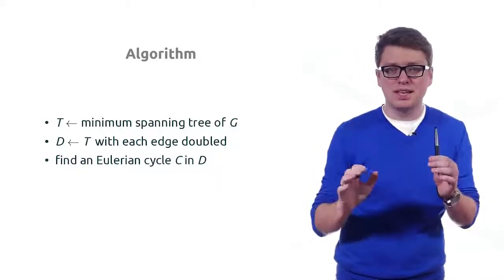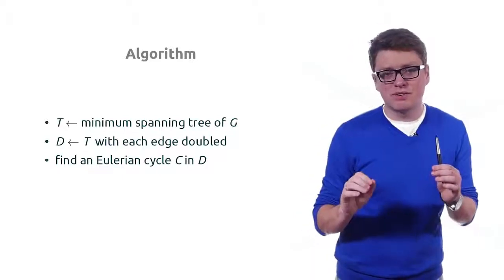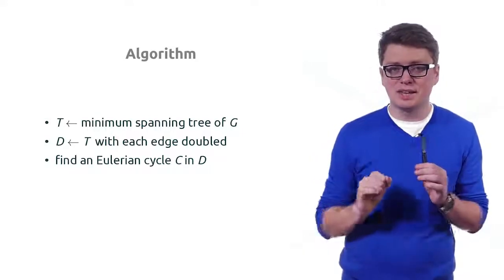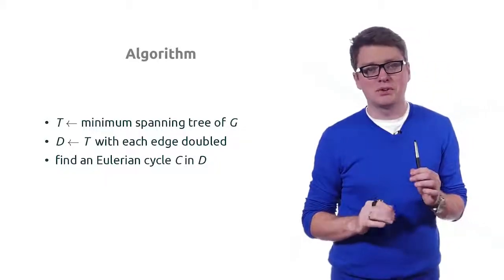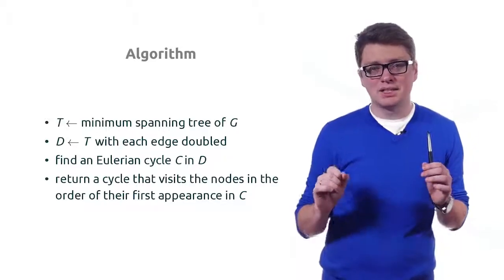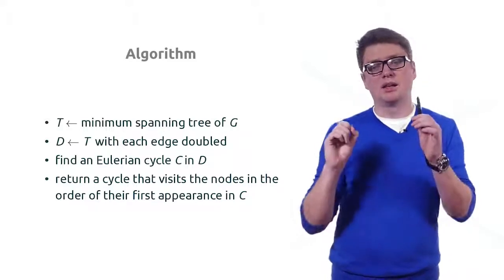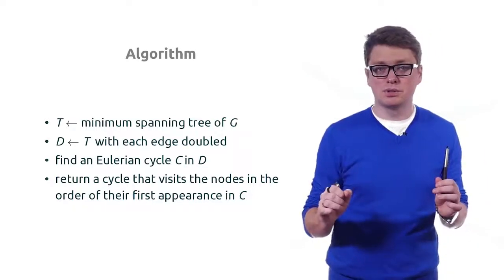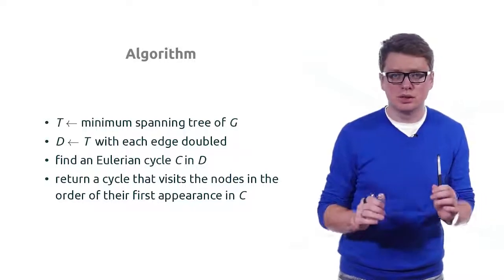Then, what we see, and we will see this now on a small example, is that the resulting graph is Eulerian. So in this graph we can find an Eulerian cycle. Okay, this cycle visits all the edges that we currently have in our graph D. Then what we do is we just return a cycle that is obtained from the cycle found in D by removing all the repeated nodes. Okay, so let me explain all the details of this algorithm as usual on a toy example.